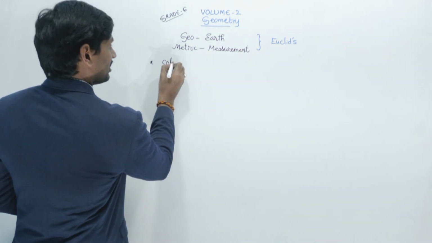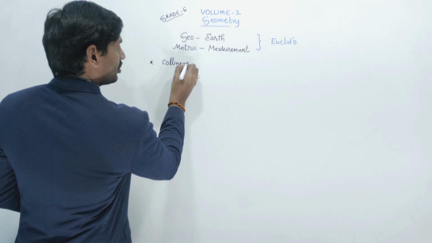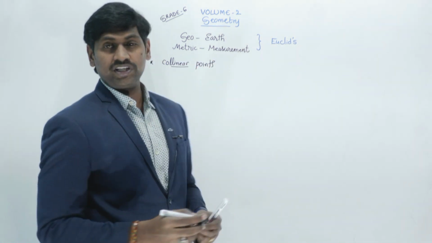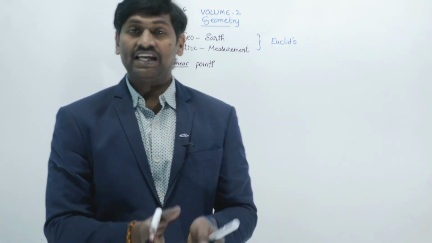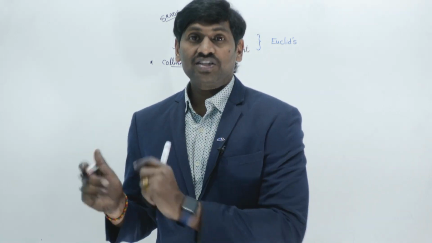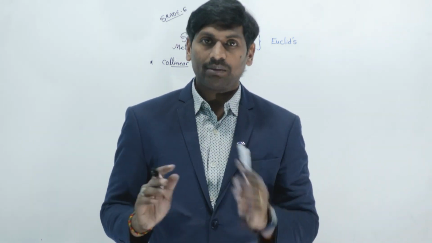Okay. Now let us discuss collinear points. What are collinear points? We know about the point. There is no thickness, no length, no breadth of a point, because it is a zero-dimensional object. Am I right?